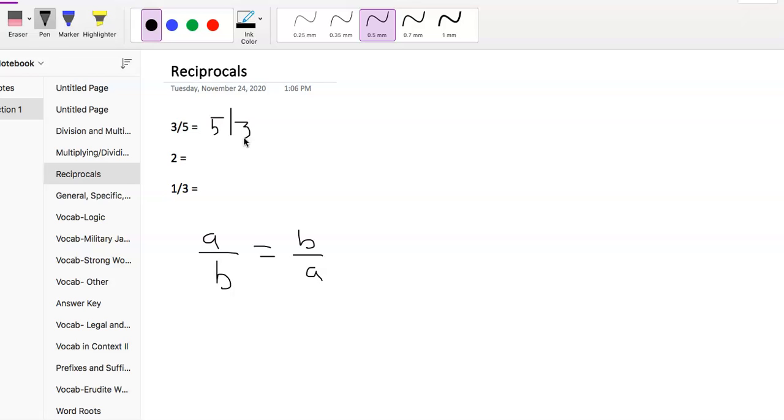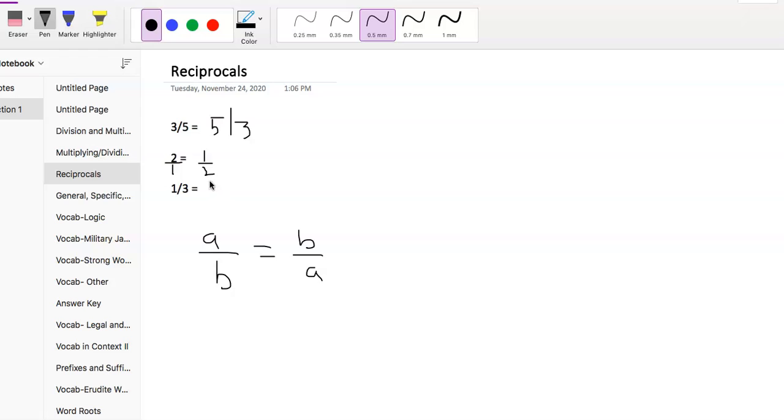Okay, 2, that could be a little trickier, right? Just remembering that 2 and 2 over 1 are the same thing, right? So the reciprocal would be 1/2, right? 1 was on the bottom, now it's on the top. 2 was on the top, now it's on the bottom.